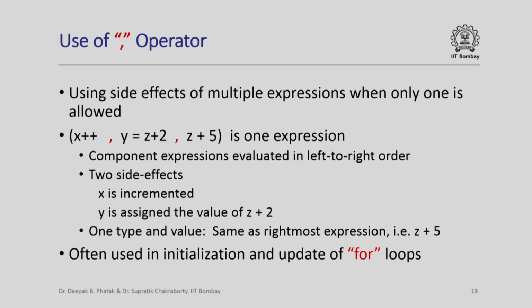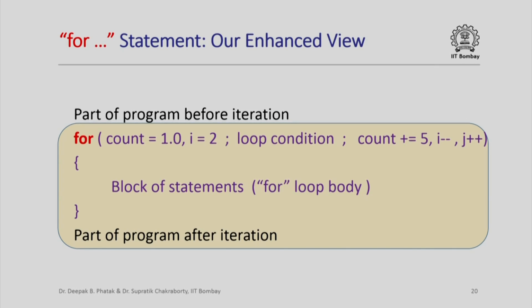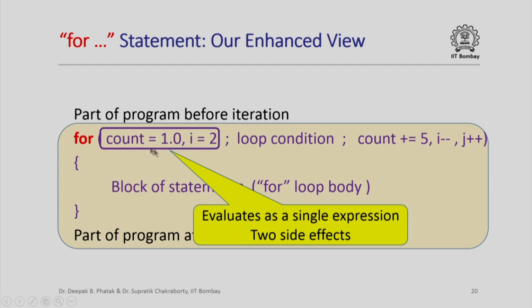So this is often used in initialization and update code for loops. For example, in this example, you can see that there are two assignment expressions here separated by comma. So this whole thing will be treated as one expression. So in a for loop, I can only put one expression here, so I could do this. Similarly, there are three update expressions or assignment expressions over here, but in a for loop I can only use one expression, but I could use all of these three by building a compound expression, and this will evaluate to a single expression with multiple side effects, and the value and the type of this expression will be the same as that of the rightmost one in it.